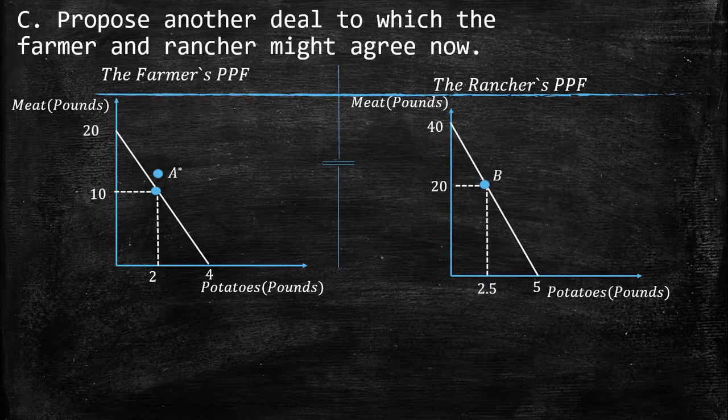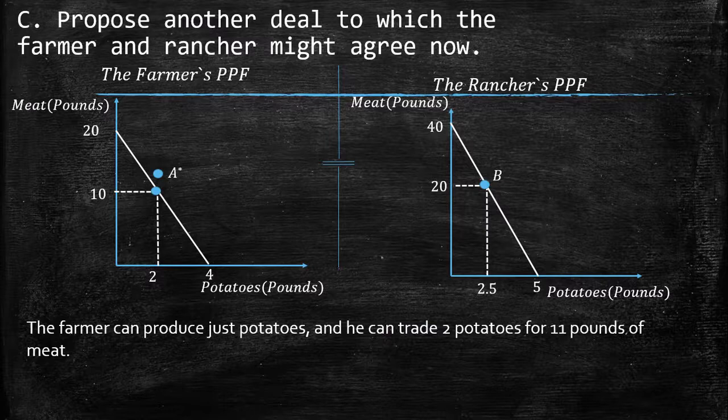So how do I propose the agreement? I propose that the farmer produce just potatoes, where he has the comparative advantage, and he can trade 2 potatoes, since in this case he will still consume 2, for 11 pounds of meat. So he will have 2 potatoes, the same quantity, but 1 pound of meat more. So this is going to be better for him.